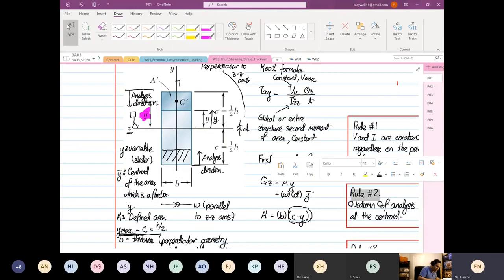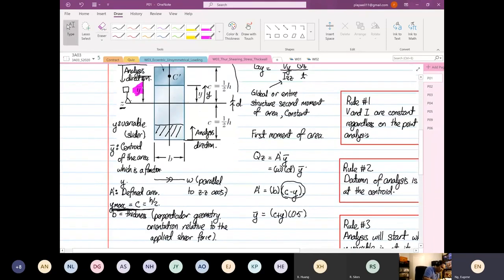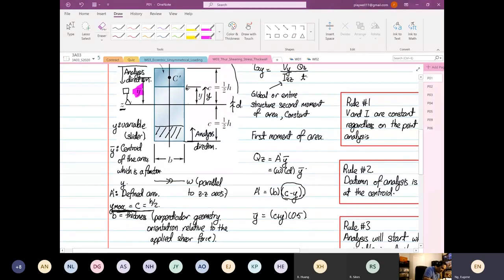Right. So from here, where you know our area, then we want to find our y bar. So our y bar is equal to c plus y multiplied by 0.5, half of it. So I've shown last week, but I'll repeat again. If this is 6, okay, that is 10.